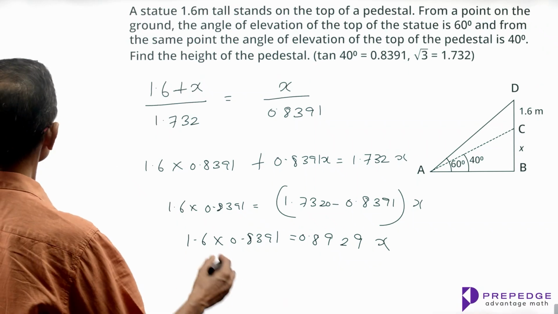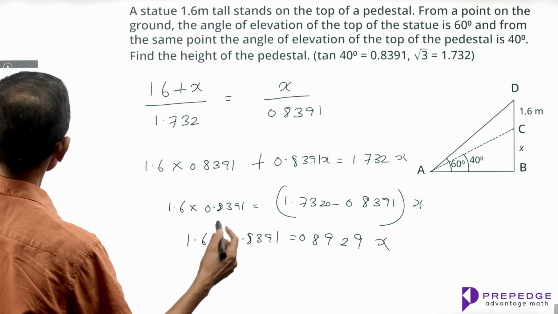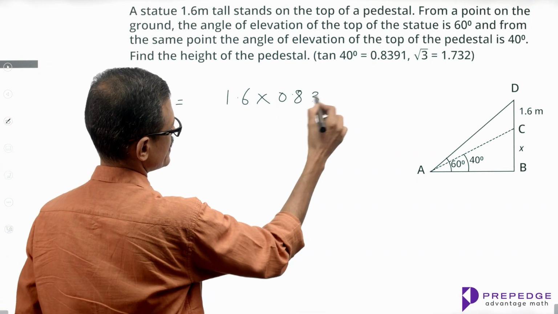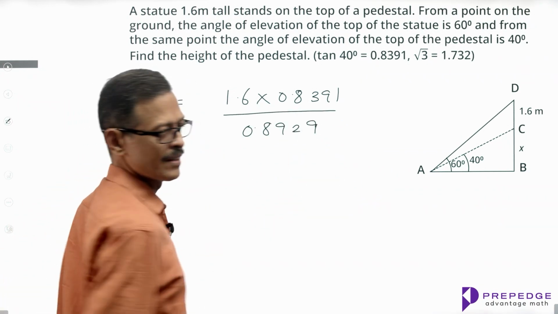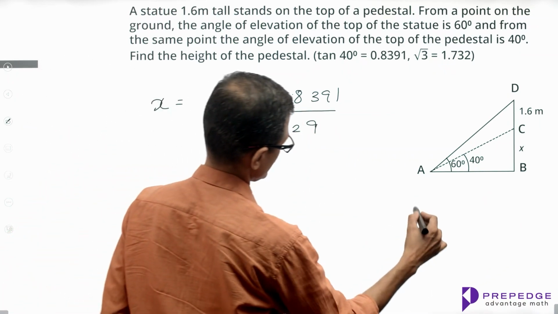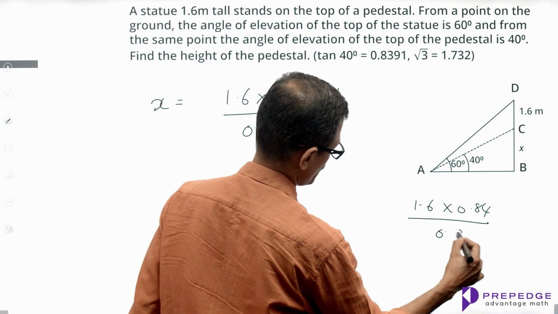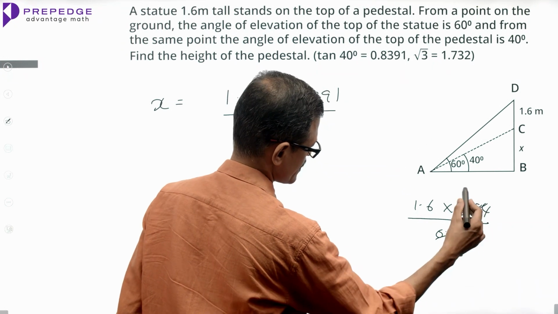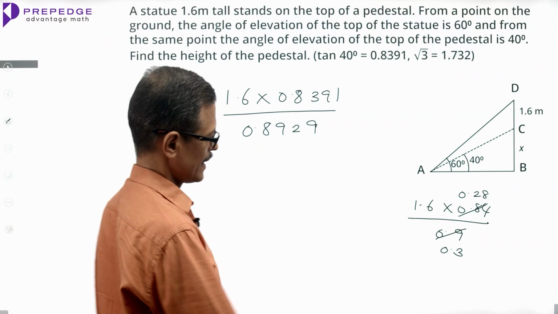So what will be the value of x? The value of x is essentially equal to 1.6 into 0.8391 divided by 0.8929. We can find it approximately as well. Take this as 0.84, and this as 0.9. 1.6 into 0.84 divided by 0.9 is what we are going to find out. Cancelling by 3, this becomes 0.3 and this becomes 0.28. So we have 1.6 into 28, we can find it that way.